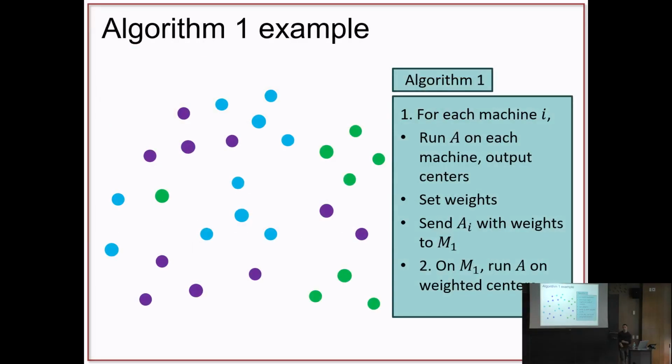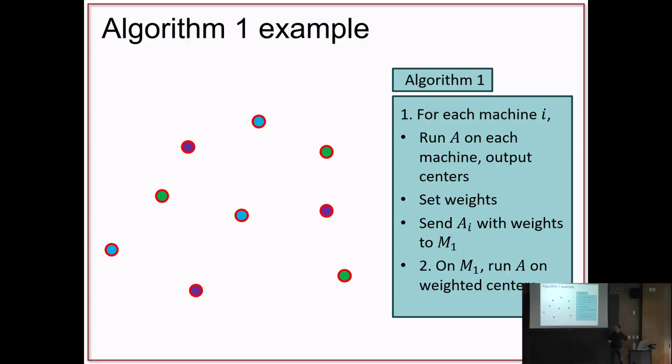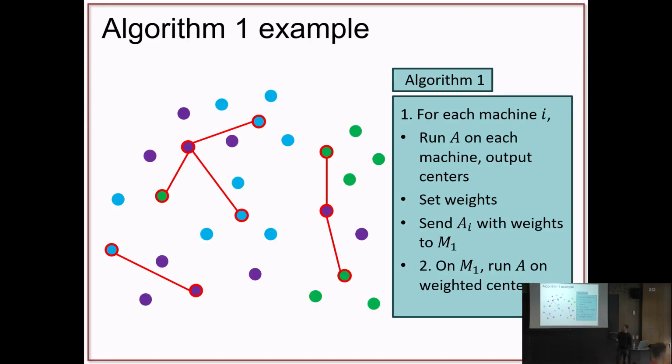Okay, so now I'm just going to give a quick example of how the algorithm works, and then I'll get to proving the approximation ratio. The first step is, assume each color is a different machine, so maybe one machine has the purple points, and so on. Each machine just clusters its own data, and we get centers from that first clustering. Then we send all the centers to the coordinator, and the coordinator just clusters all of these centers. So now each point is assigned to the overall center.